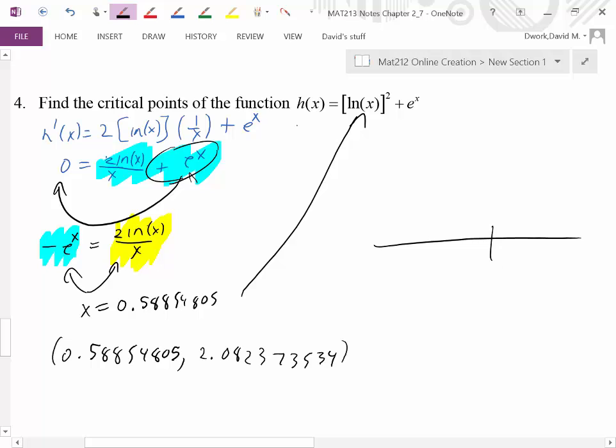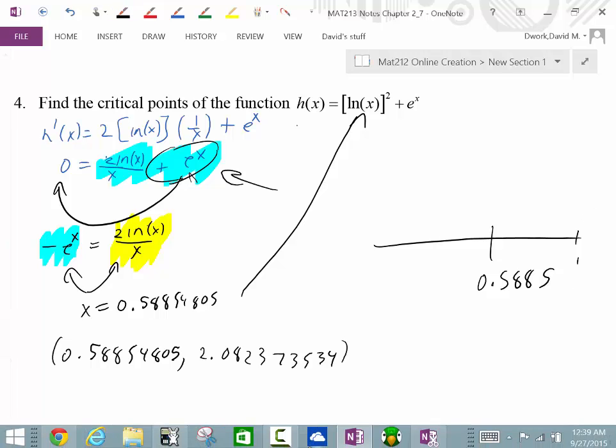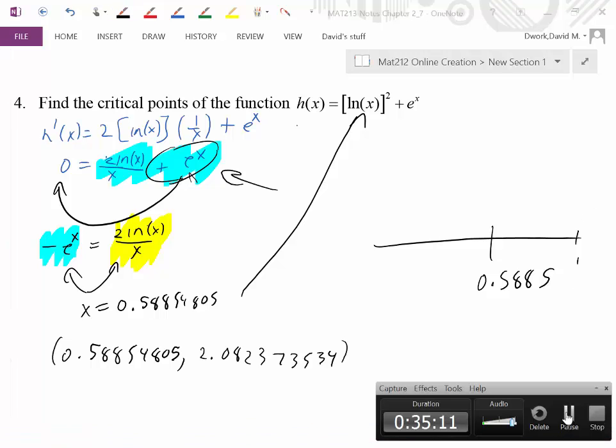Go ahead and say, I know 0.588885 is my 0, so I just need to test something to the left of it. So we could plug in, say, a half into your derivative and see what that comes out to be. And then maybe on the other side we could substitute in a value of 1 and see what that comes out to be. So I'll go ahead and pause the video, you guys go ahead and do that.